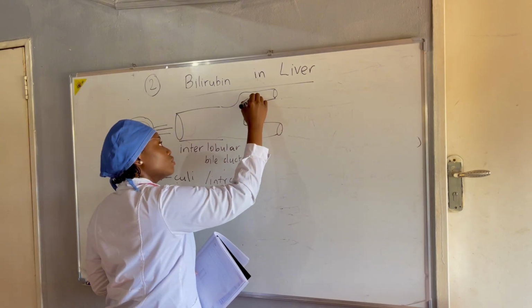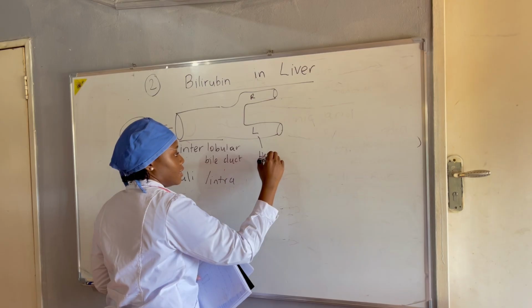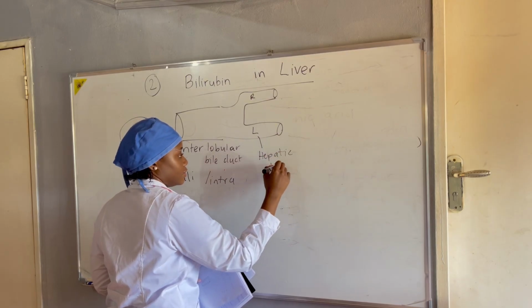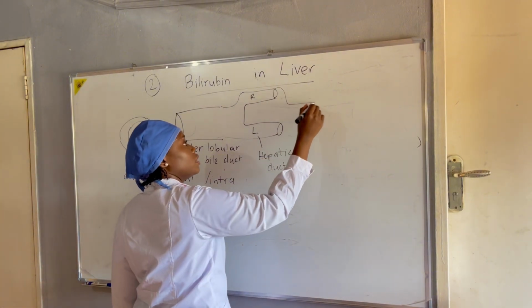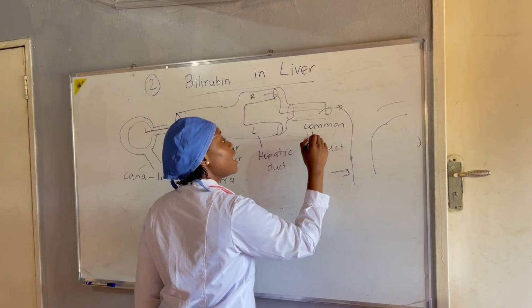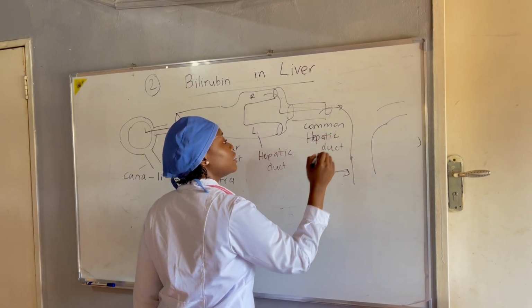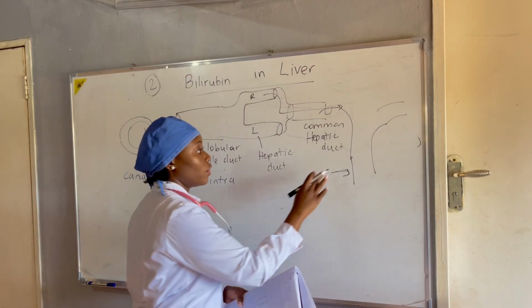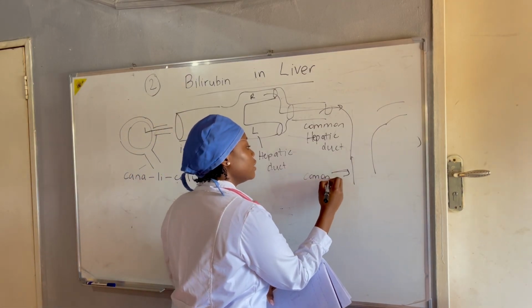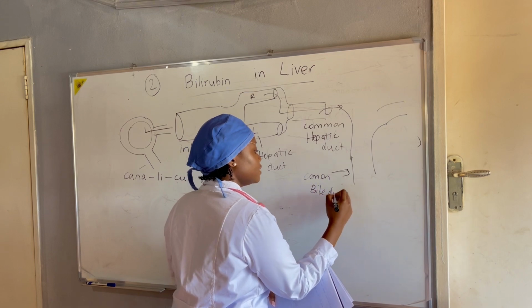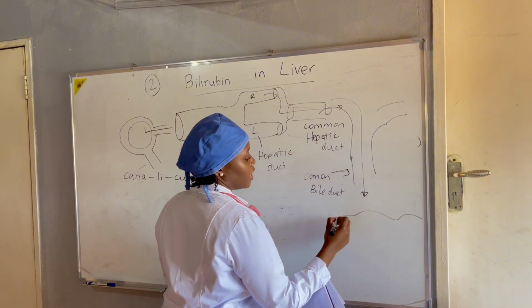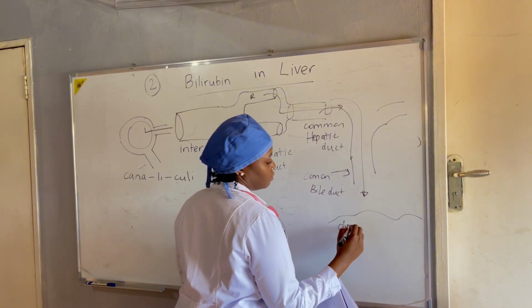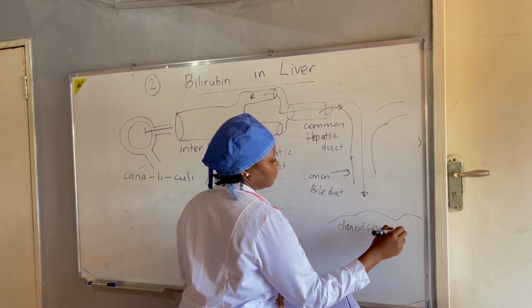And then from there, it will go into either the right or the left hepatic duct. From these two ducts, it will enter into a common hepatic duct. So it will connect into the common bile duct. Done. And then this is where you find your duodenum.